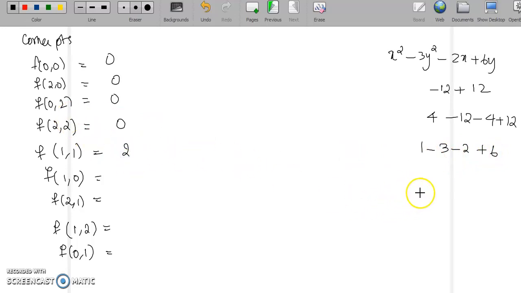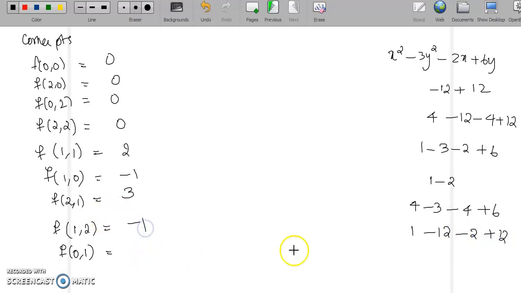F of 1, 0 is 1 minus 2, so that will be equal to minus 1. F of 2, 1 will be 4 minus 3 minus 4 plus 6, so that will be equal to 3. F of 1, 2 is 1 minus 12 minus 2 plus 12, so that is again minus 1. And f of 0, 1 is minus 3 plus 6, so that will be equal to 3.